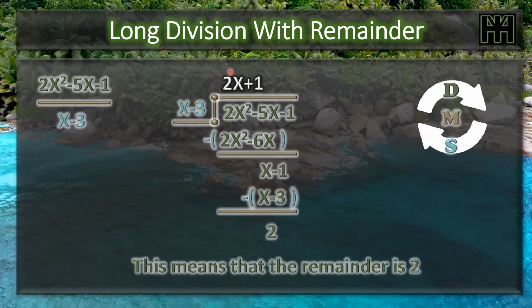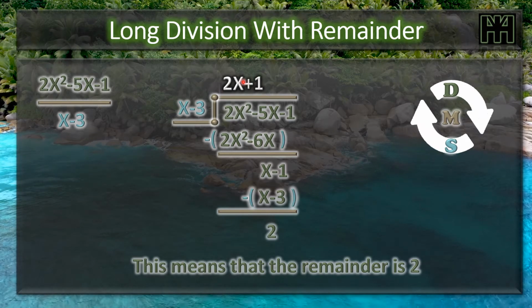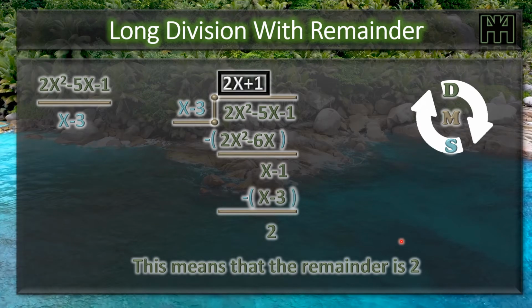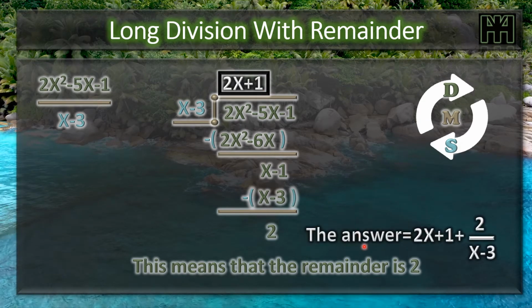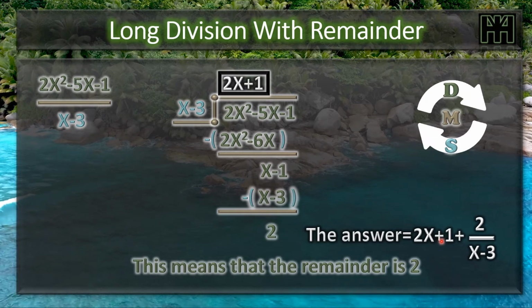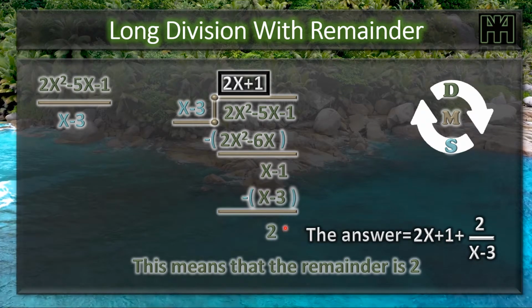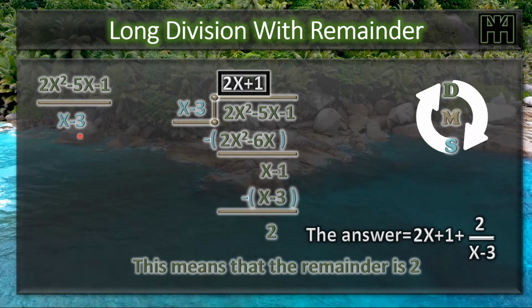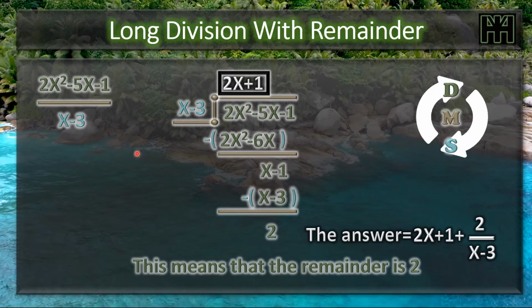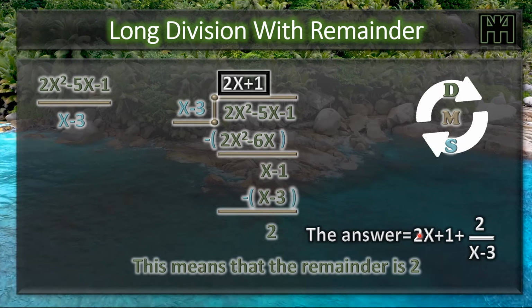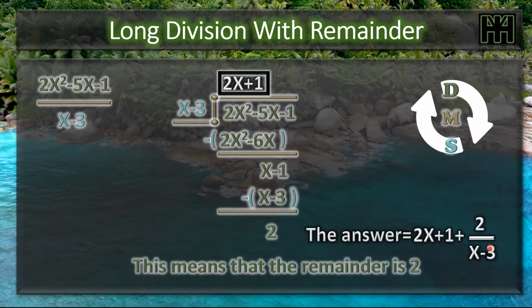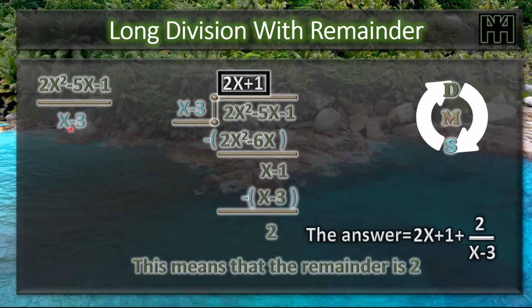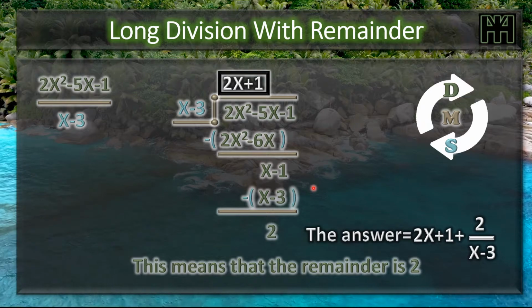The answer is not this expression alone, but this expression with the remainder. So how do we write the answer now? The answer will be 2x plus 1 plus the 2, the remainder, over the denominator of our equation, which was x minus 3. So we have 2x plus 1 plus 2 over the denominator, x minus 3. Hope it's easy for you.